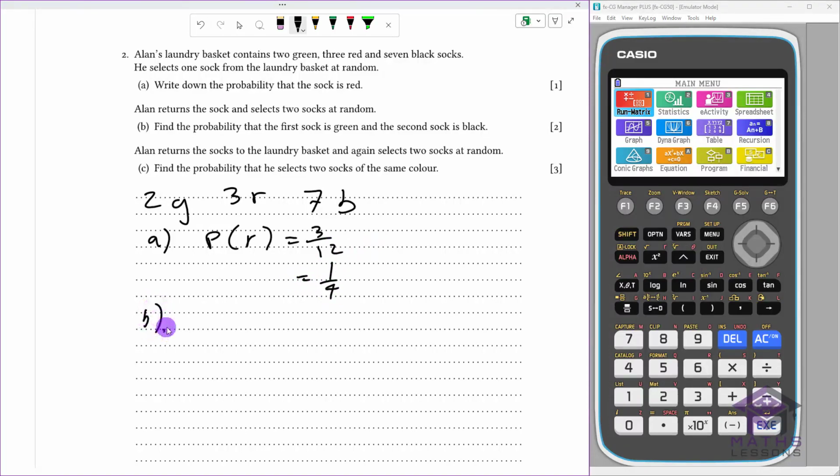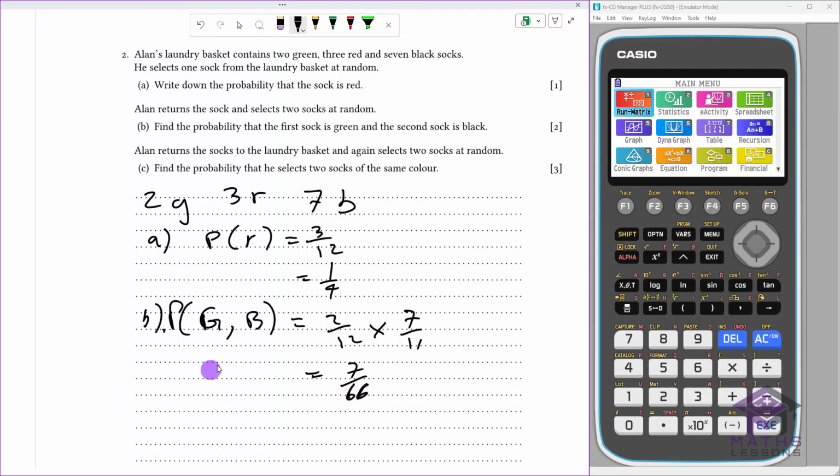So for part B, find the probability the first sock is green and the second sock is black. So we want the probability we get green followed by black. Green is going to be 2 out of 12, and we don't replace it. So we're going to have 7 black ones out of 11, which gives us 7 over 66.